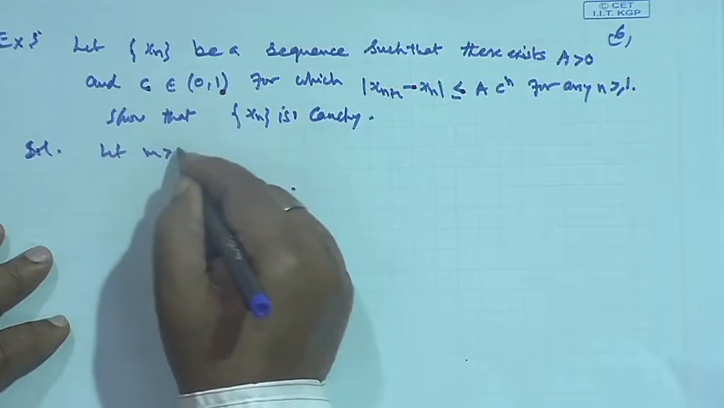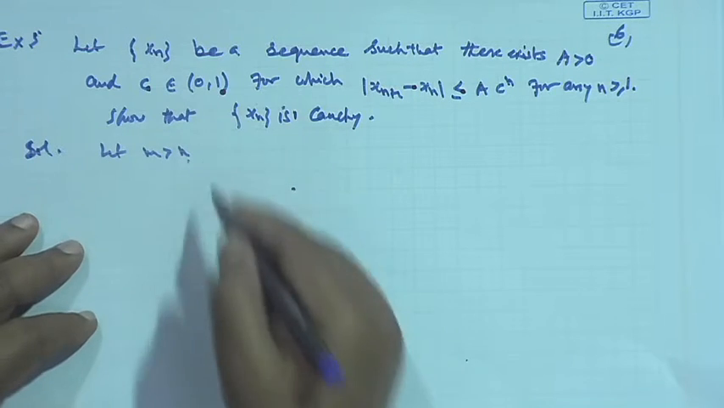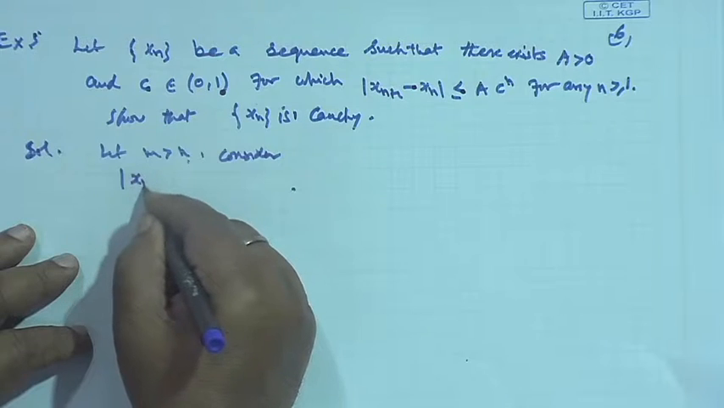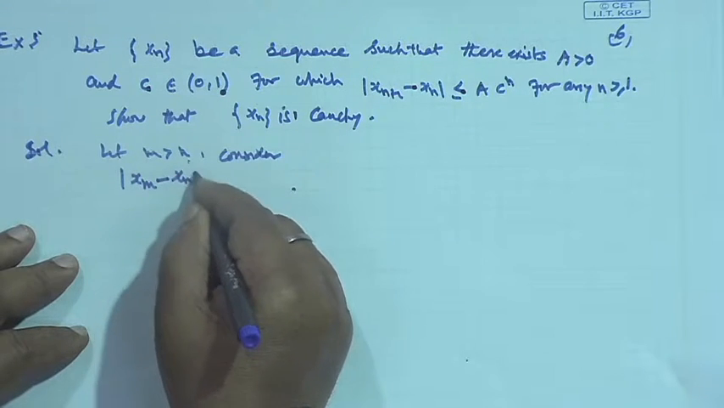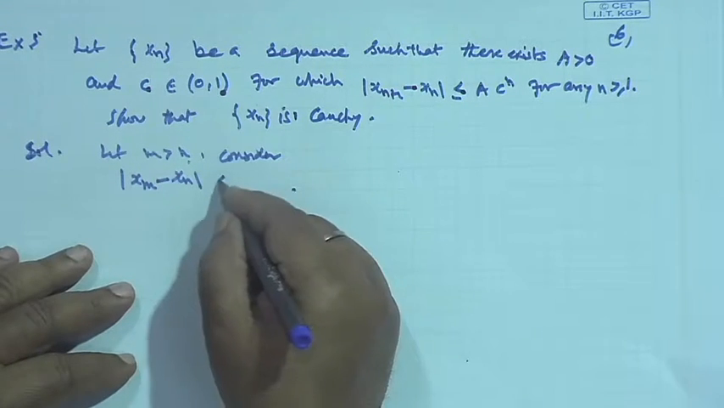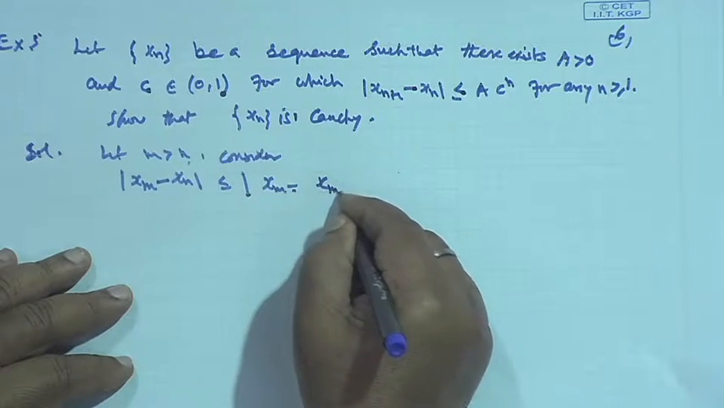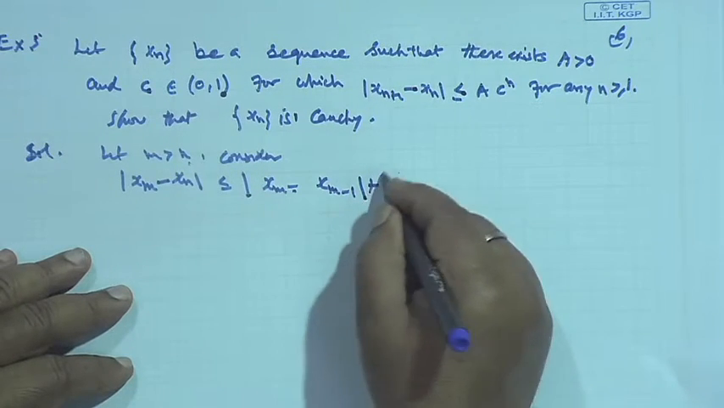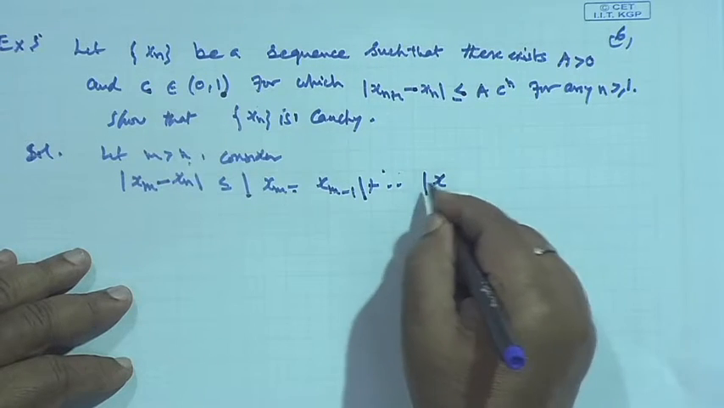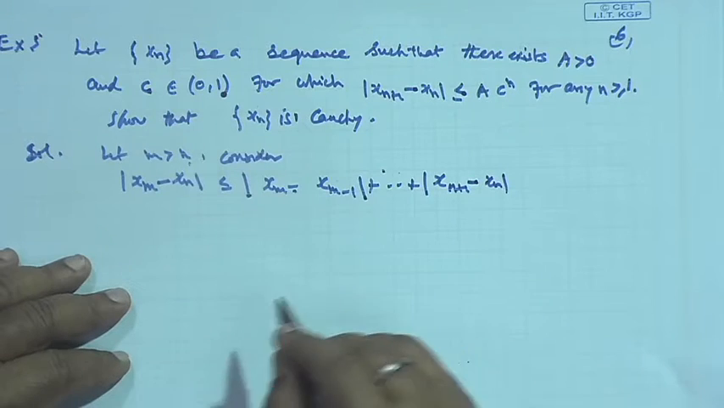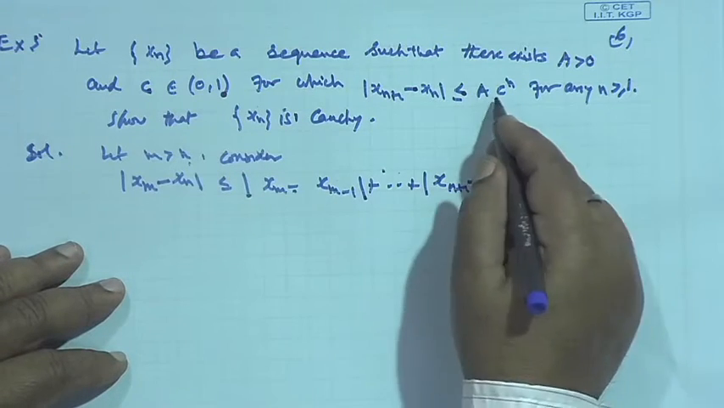Suppose m is greater than n. Consider the modulus of x_m minus x_n. This is less than or equal to the modulus of x_m minus x_{m-1} plus ... plus the modulus of the last term, x_{n+1} minus x_n. This is the term we are writing. Now, to each one use this result.